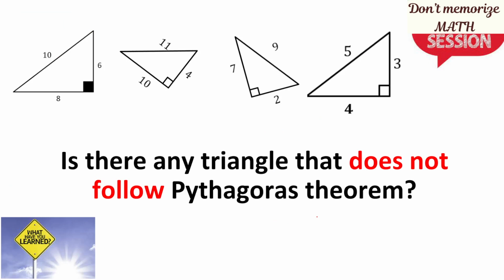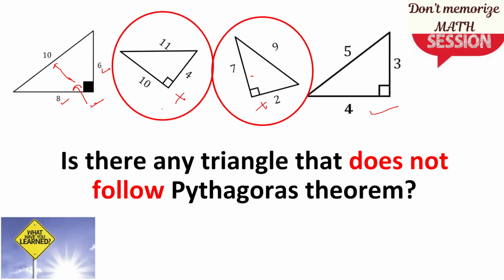So you have a plenary session today. Is there any triangle that does not follow Pythagoras theorem? Yes. How to check it? Just check the squares. 10 square must be 8 square plus 6 square. Then only this triangle will follow Pythagoras theorem, and then only this triangle will become a right angle triangle. So this will follow because 10 square is equal to 8 square plus 6 square. These two will not follow, you can check. So the middle two triangles will not follow Pythagoras theorem. We cannot say that they are 90 degrees. The measurements in these two pictures are wrong.